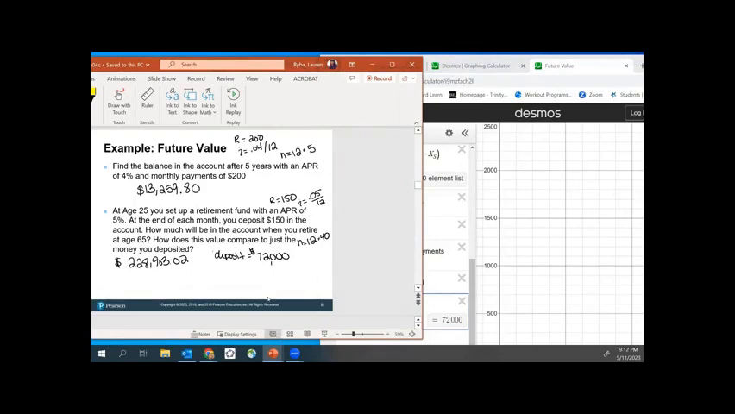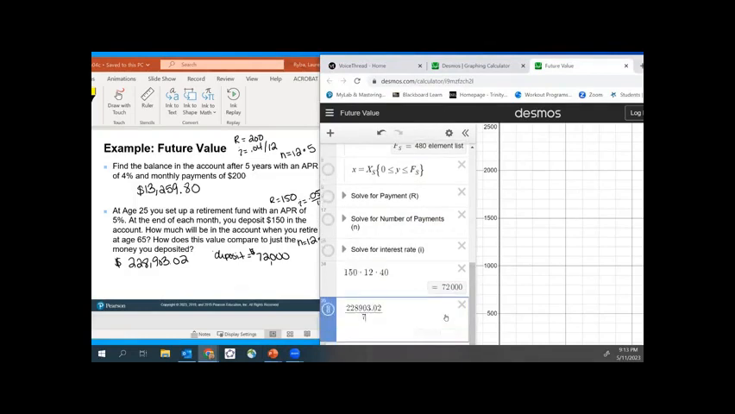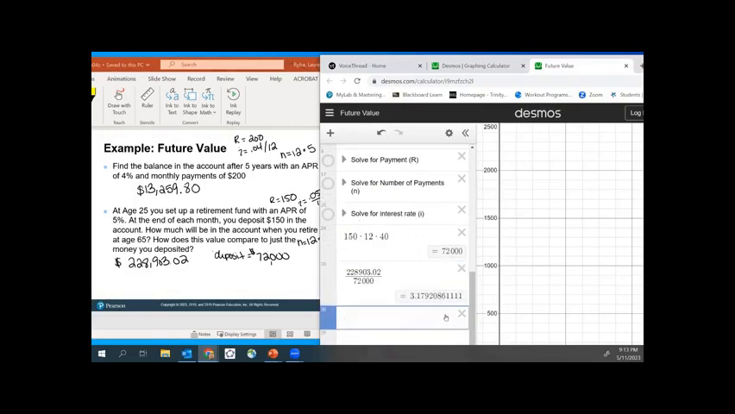And if we compare that to 228, let's see if I do some division. I want to say it's about 3 times as much. 228,903.02 divided by 72,000. Yep, it's just a little more than 3 times the amount that I've just deposited. By doing that repeated payment, you are earning so much more interest, and it's a great tool to use to plan for your future and your retirement.